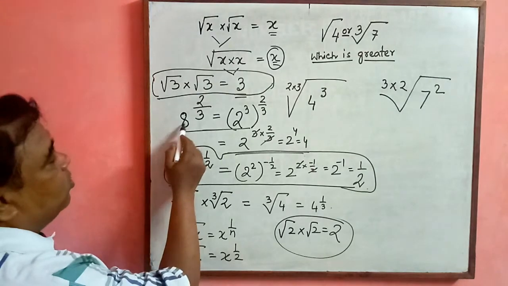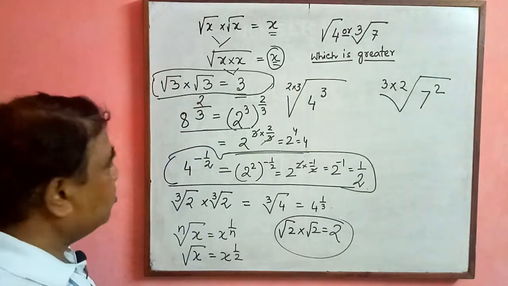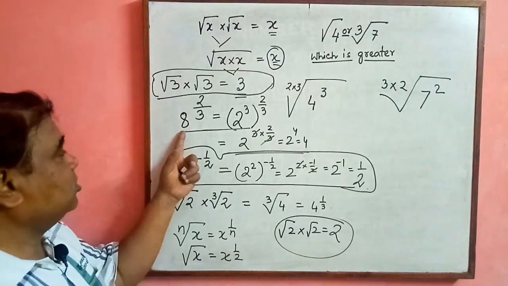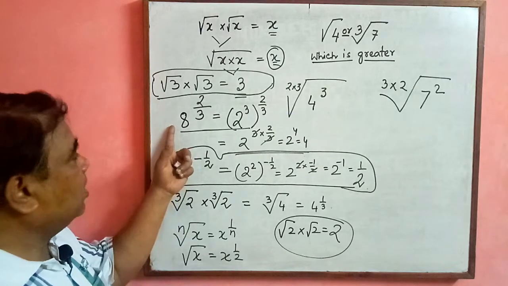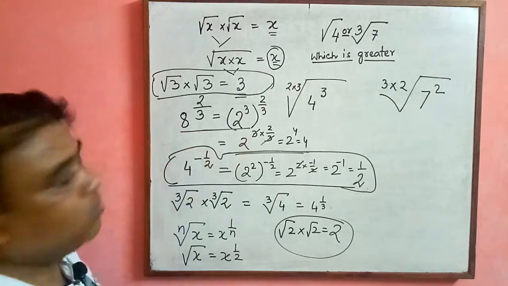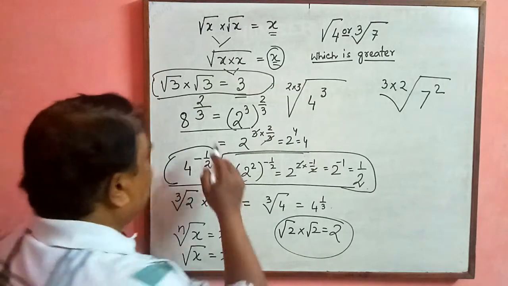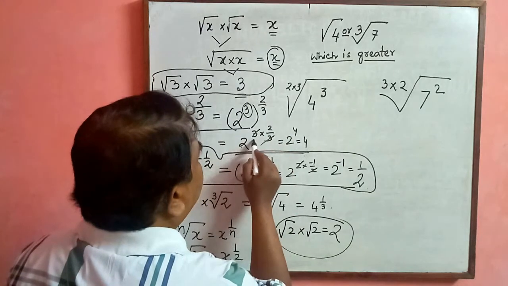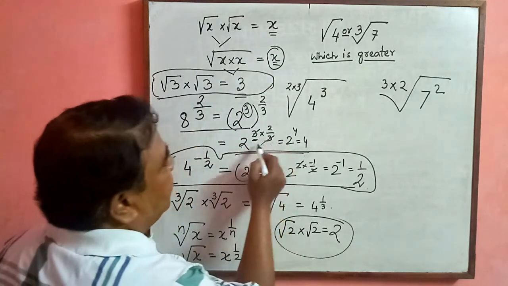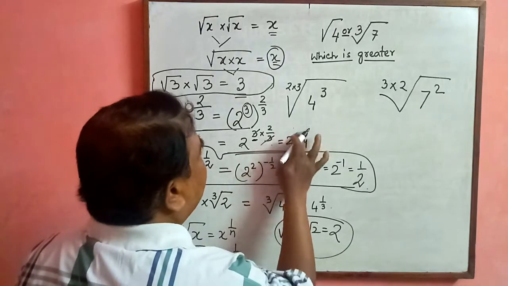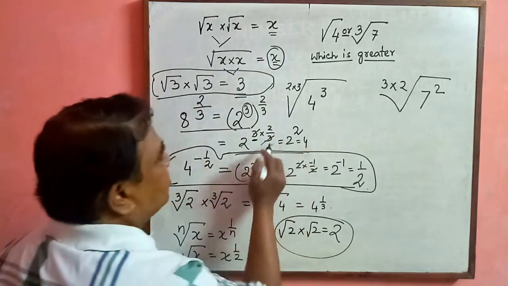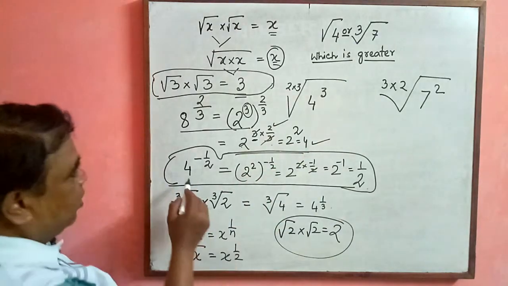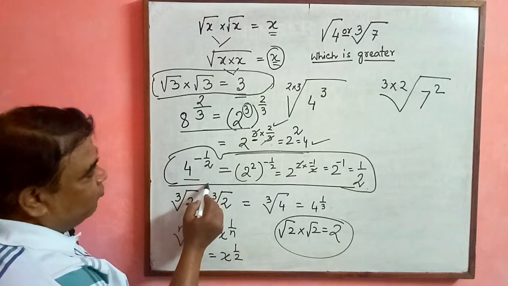If I write 8 to the power 2 upon 3, then we have to go with the help of exponents. We have to have prime factors. This 8 is a composite number. If I convert it into prime factors, it is 2 to the power 3. So by the exponent rule, 2 to the power 3 whole to the power 2 upon 3. So this is 2 to the power 3 into 2 upon 3. 3 gets cancelled. It is 2 square. So 2 square is 4. 4 is the answer.